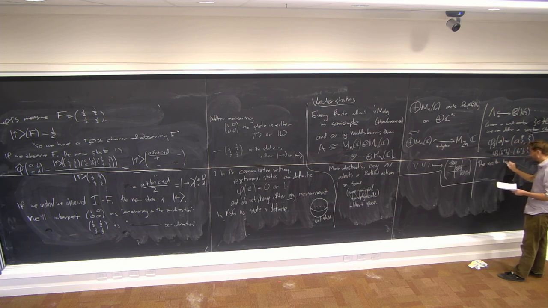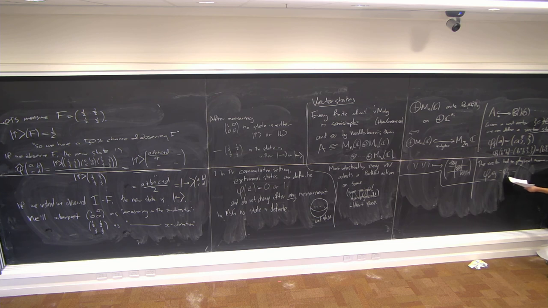So the vector had no physical meaning. Just to beat a dead horse, phi, for example, of e to the I theta times xi is exactly the same state as phi xi. E to the I theta has disappeared because of the linearity. And it's this state that is the thing that really describes the system, not the vector state that we're using as a representation of it.